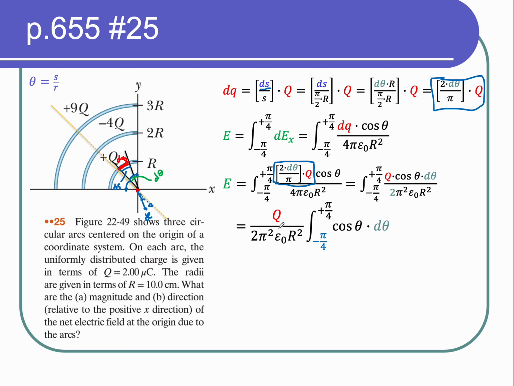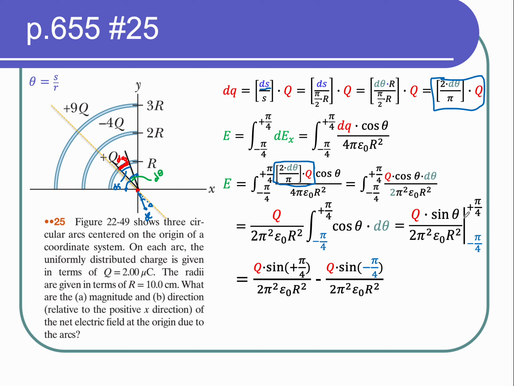Moving all the constants outside, q is a constant, r squared is a constant. The only thing I'm integrating is cosine. And of course, most of you would realize, oh yeah, the integral of cosine is sine. Plugging in my two limits, sine of 45 degrees is square root of 2 over 2 minus a negative square root of 2 over 2, which is basically 2 times square root of 2 over 2, which is just the square root of 2. So here is the electric field due to that one arc of charge that would be pointing along that line.